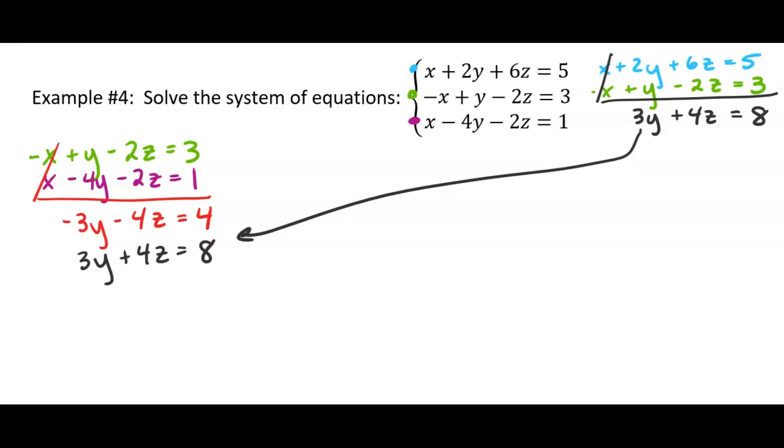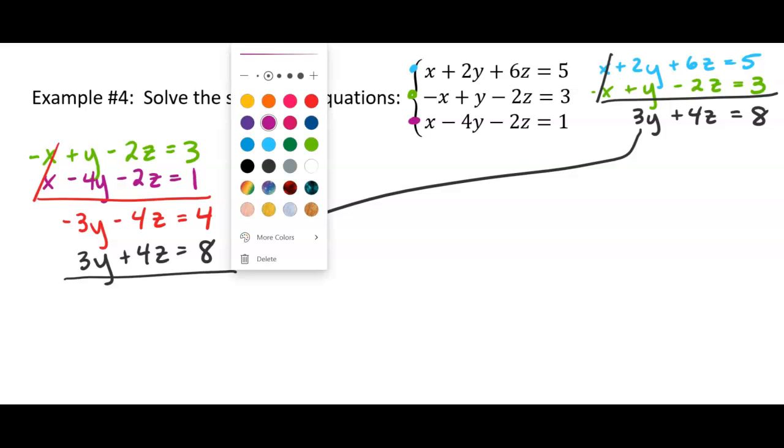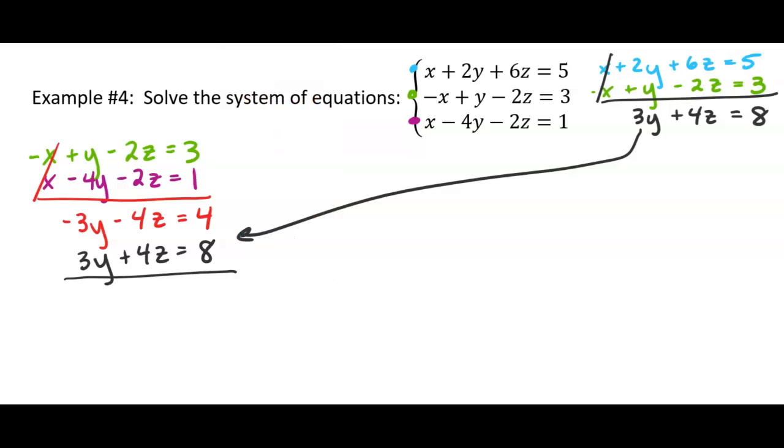Now, some of you might be saying, oh, great, the y's are going to cancel out. And you're right, but we're going to have a situation here, and we're going to have to be careful. So I just want to point these things out. So I'm going to switch it to orange just so we can see it in a different color. Negative 3y and 3y, those do cancel out. But negative 4z and 4z also cancel out.